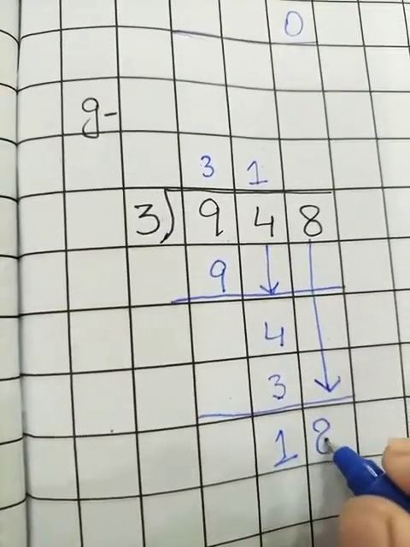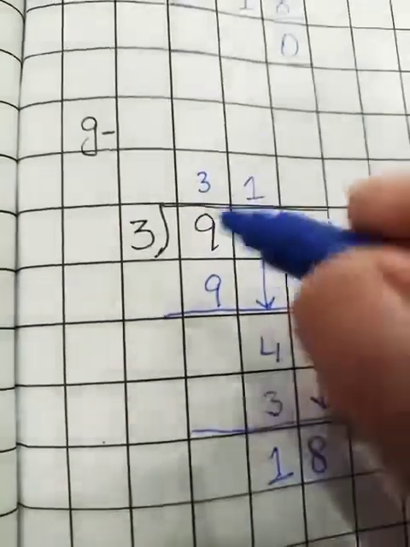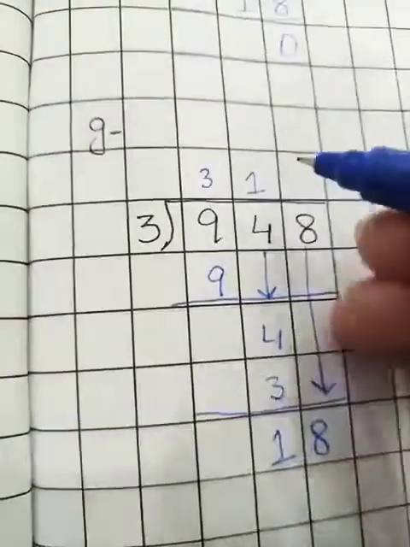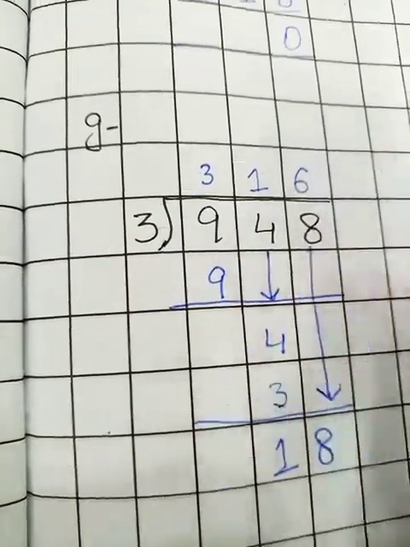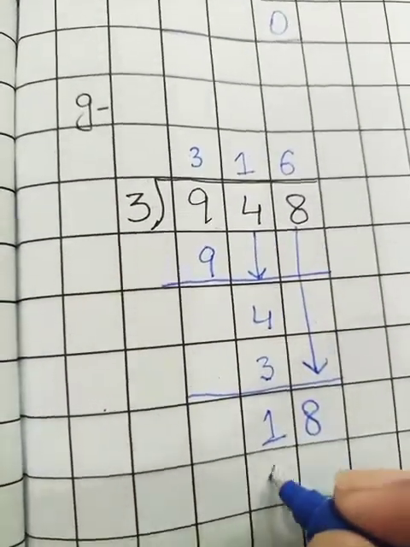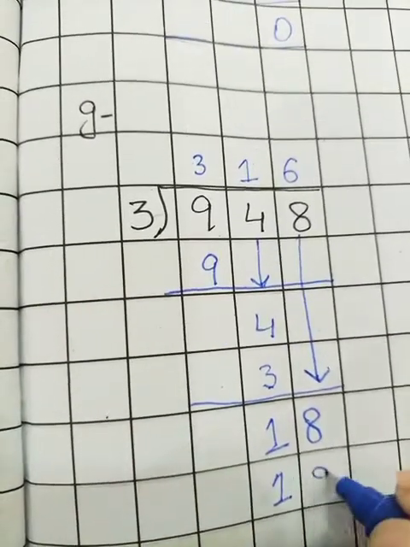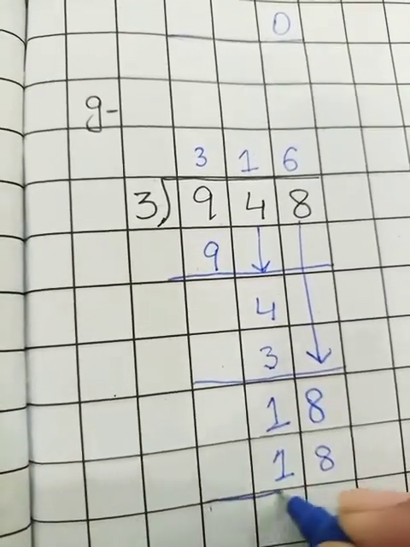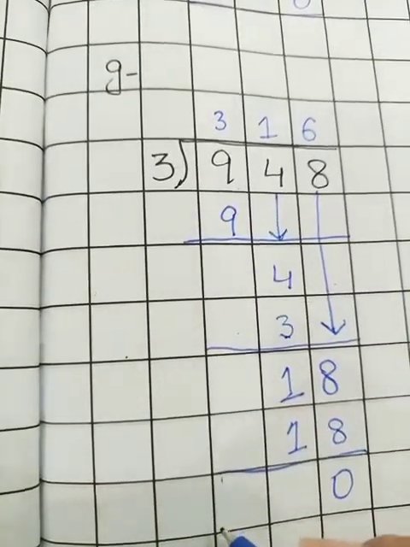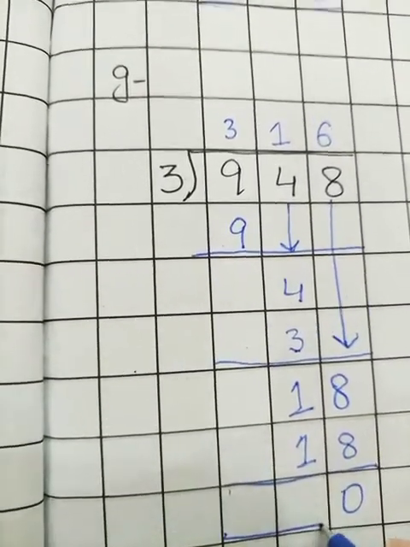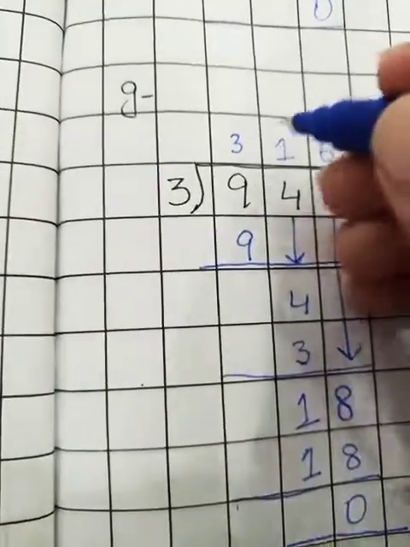Here I am showing it with an arrow. 18. So students, read the table of 3 till the 18. Yes, 3 5s are 15 and 3 6s are 18. Now students, we have completed our question because 18 minus 18 and our remainder is 0. Okay, what will be our quotient? Tell me. Yes, our quotient will be 316. Next is part H.